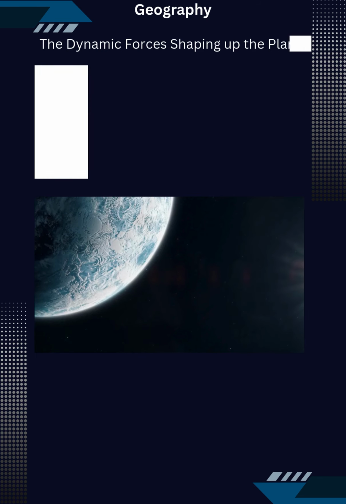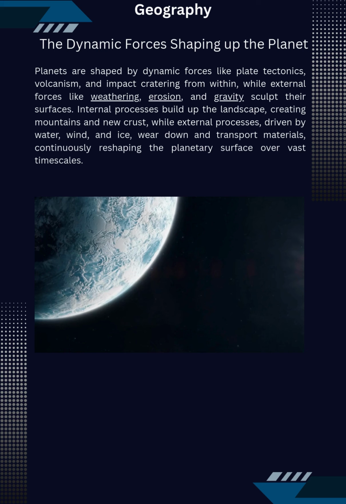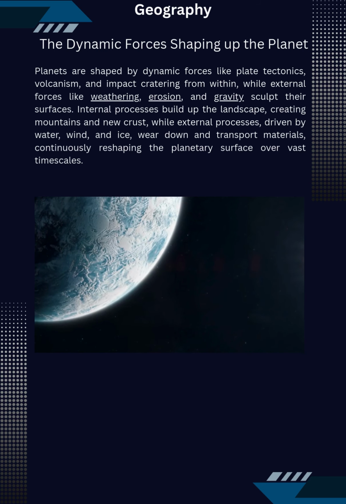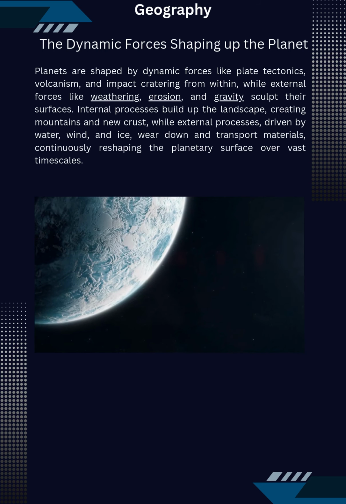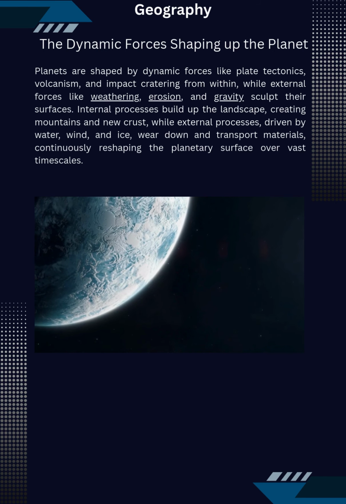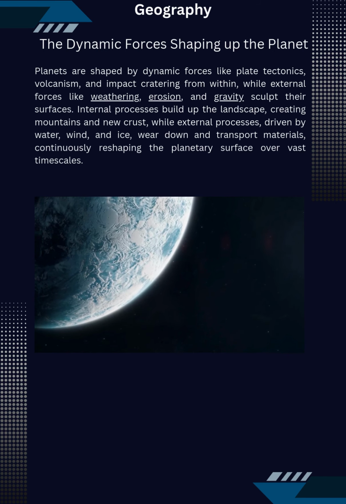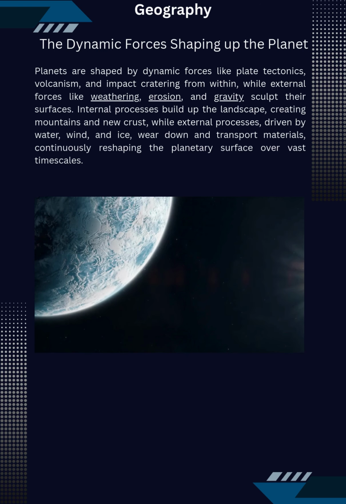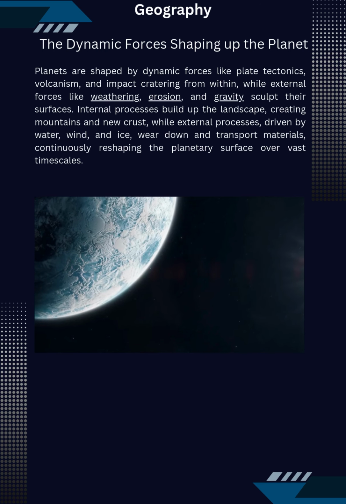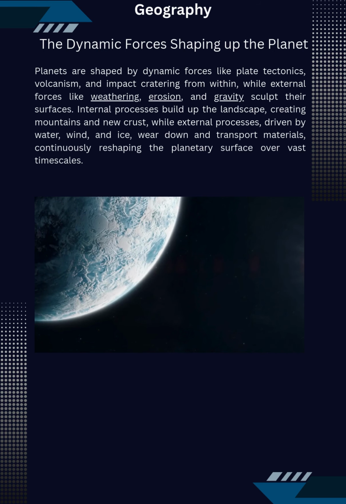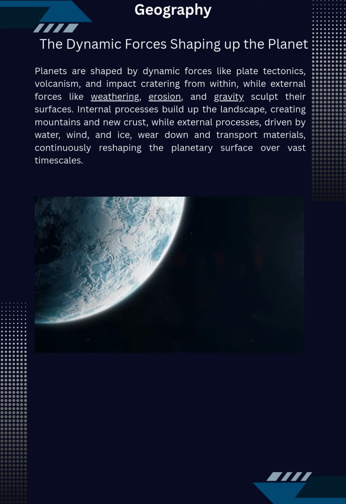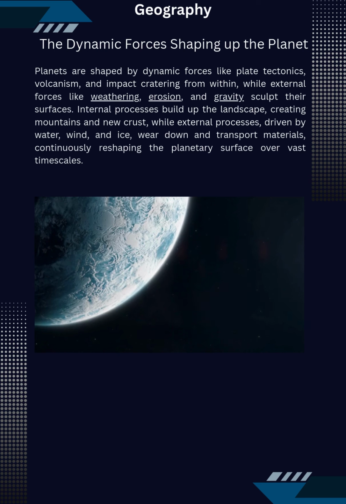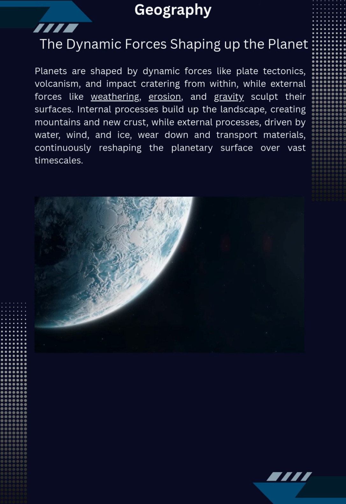Planets are shaped by dynamic forces like plate tectonics, volcanism, and impact cratering from within, while external forces like weathering, erosion, and gravity sculpt their surfaces. Internal processes build up the landscape, creating mountains and new crust, while external processes, driven by water, wind, and ice, wear down and transport materials, continuously reshaping the planetary surface over vast timescales.